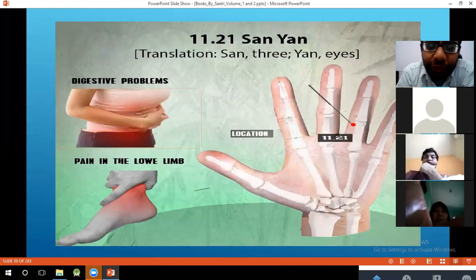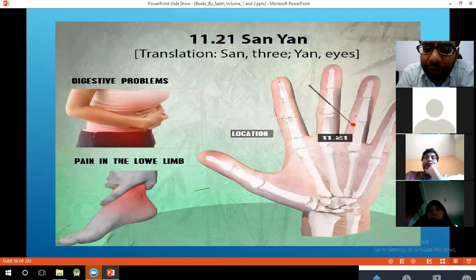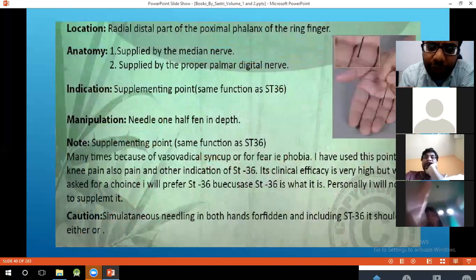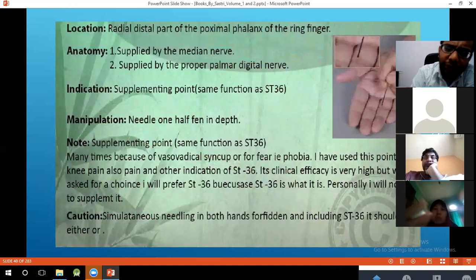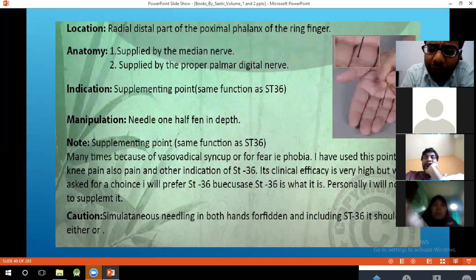Then comes 11.21. It's a very good combination for the digestive problems you have, especially in the pain of the tendon, the Achilles tendon. It really helps. And then it gives a very good result, especially in hyperacidity and all. It gives results. And you can also use GB34 with this.